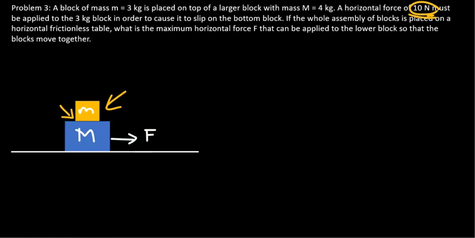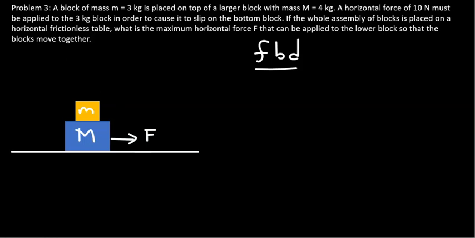Now, if the whole assembly of blocks is placed on a horizontal frictionless table, so that means there is no friction right there, what is the maximum horizontal force F that can be applied to the lower block so that the blocks move together? We will start by constructing a free body diagram for the smaller block.